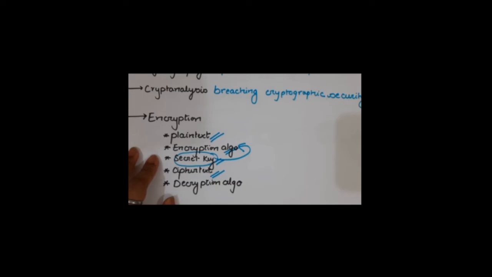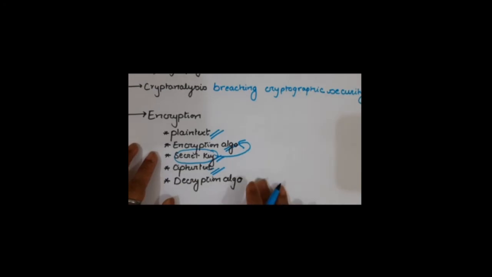The next word is ciphertext. What do you mean by ciphertext? We've already seen ciphertext is a text that nobody can understand. It is a hidden form of plain text. That is called ciphertext.